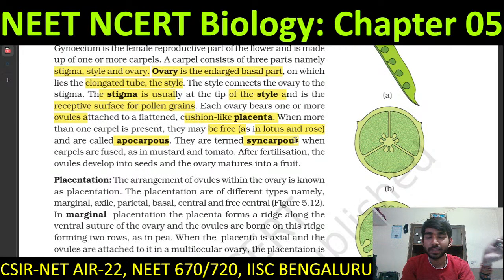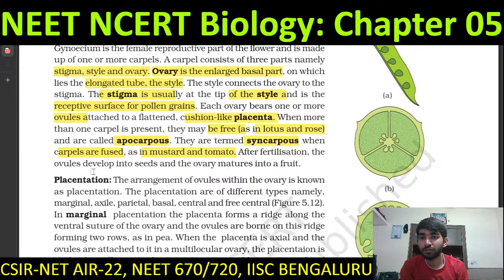Although they should have been consistent with the terminology, I think because of conventions or historical considerations, these terms have stayed like this. So we'll just try to remember it as it is. And it's very easy to remember. Syn meaning together, so syncarpous, when carpels are fused, as in mustard and tomato.